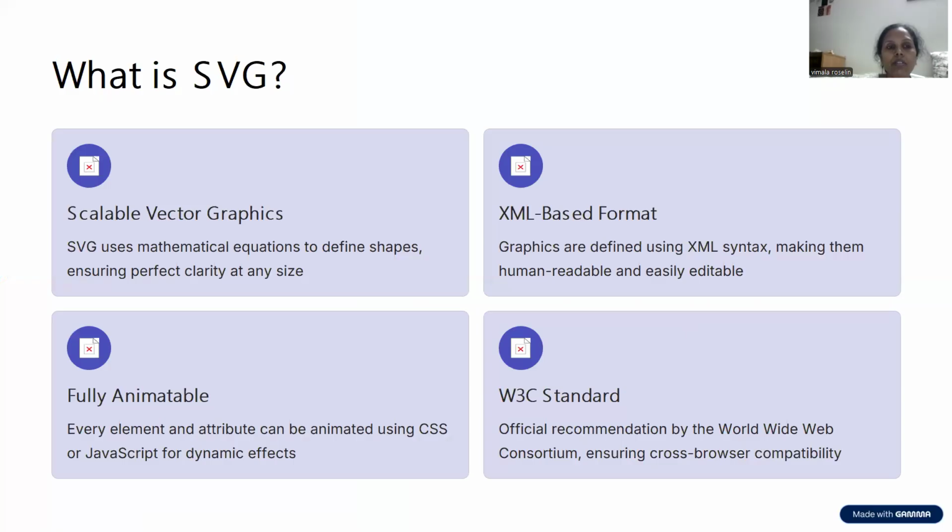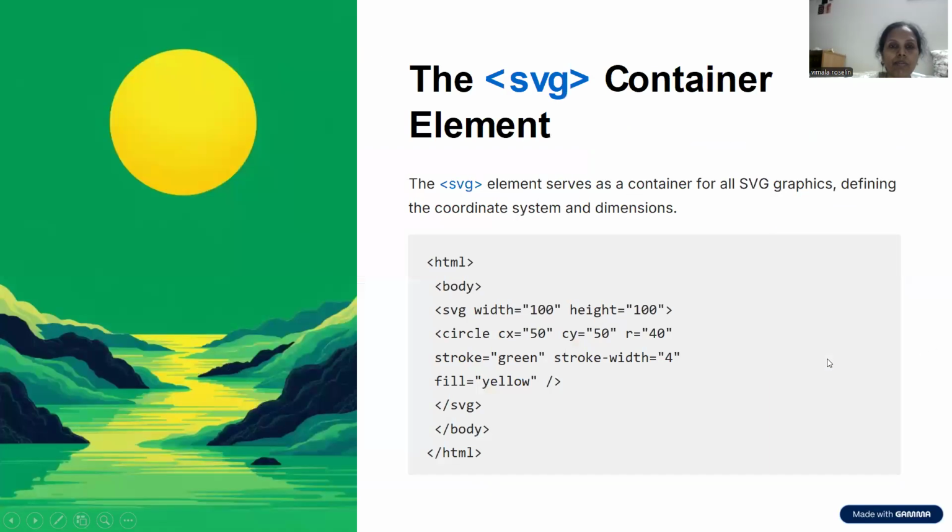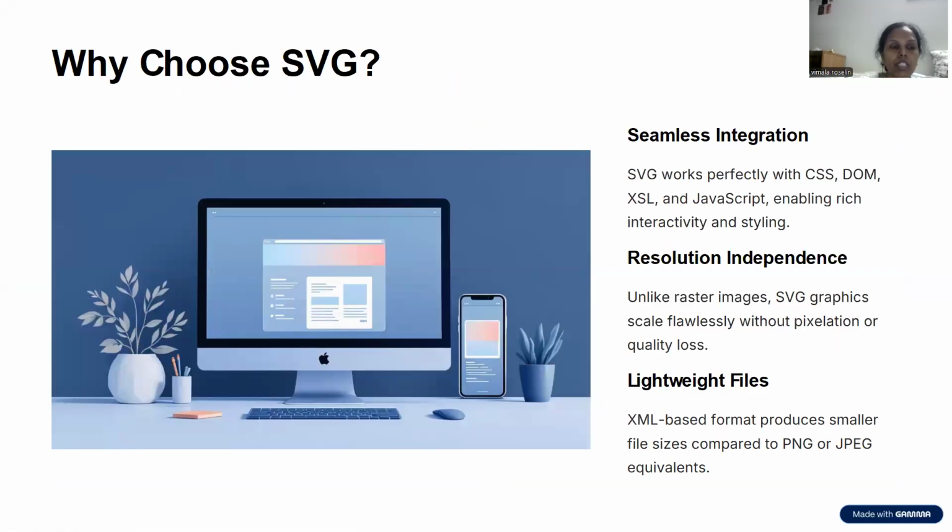Here, some advantages and disadvantages are given. Scalable vector graphics use mathematical equations to define shapes and give perfect clarity at any size. The code is written in an XML-based format, which makes it human readable, easily editable, and fully animatable. It is a W3C, WWW standard. Some advantages and disadvantages of SVG files will be given.